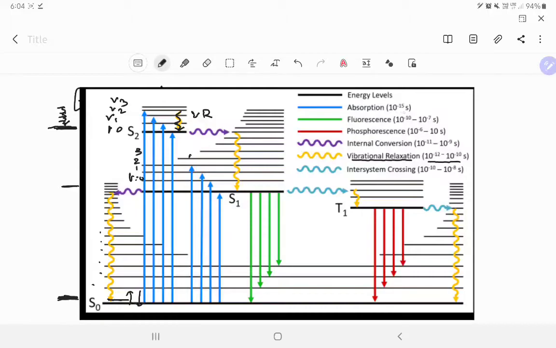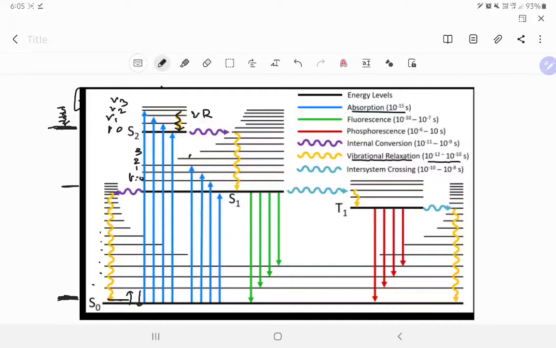Regarding absorption, there is a rule called the Franck-Condon principle. During excitation of the molecule due to absorption of radiation, the process is so fast, requiring 10 raised to minus 15 seconds, that there is no change in spin. Now, due to vibrational relaxation, it comes to the ground state.